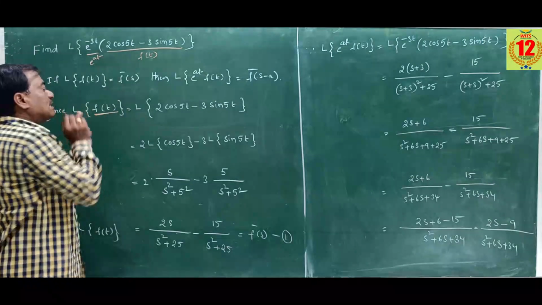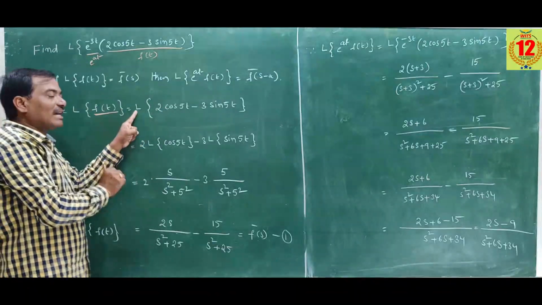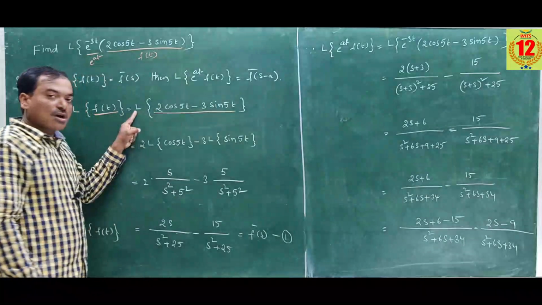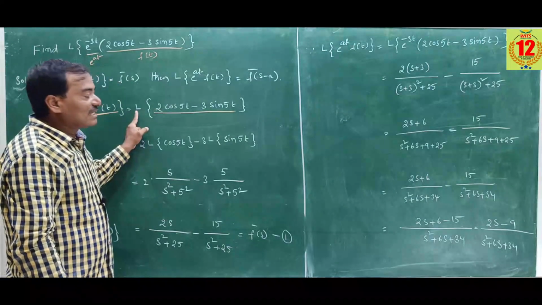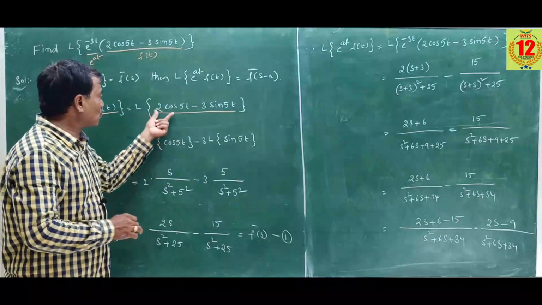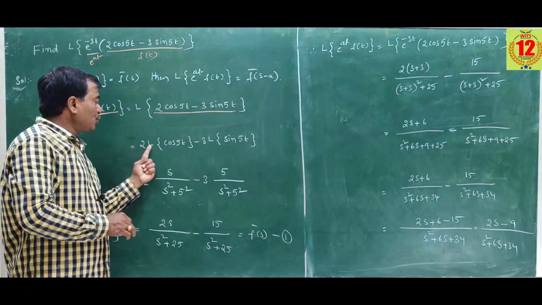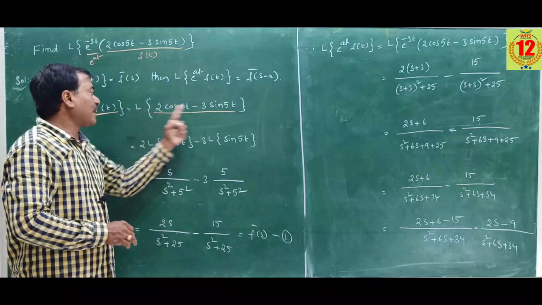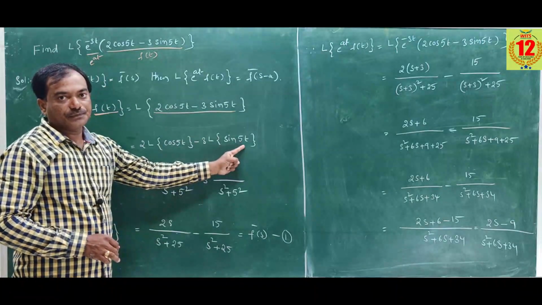Yes, we know what f of t is, so that's why we wrote here Laplace transform of f of t. What is f of t? 2 cos 5t minus 3 sin 5t. By the linearity property, it can be written as 2 into Laplace transform of cos 5t minus 3 into Laplace transform of sin 5t.